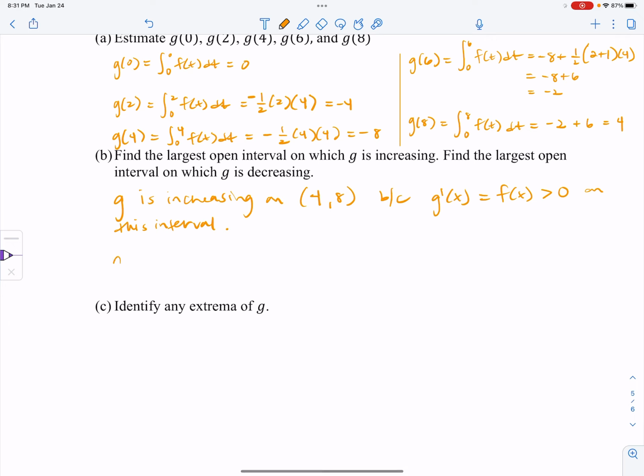Question is not asking for justification, but I'm just giving it. G is decreasing on the interval from 0 to 4 because g prime, which is f of x, is less than 0 on this interval.